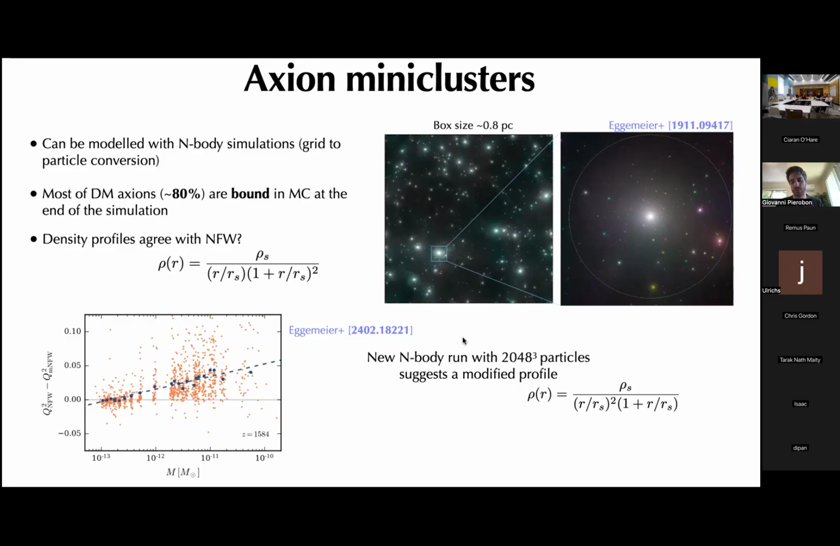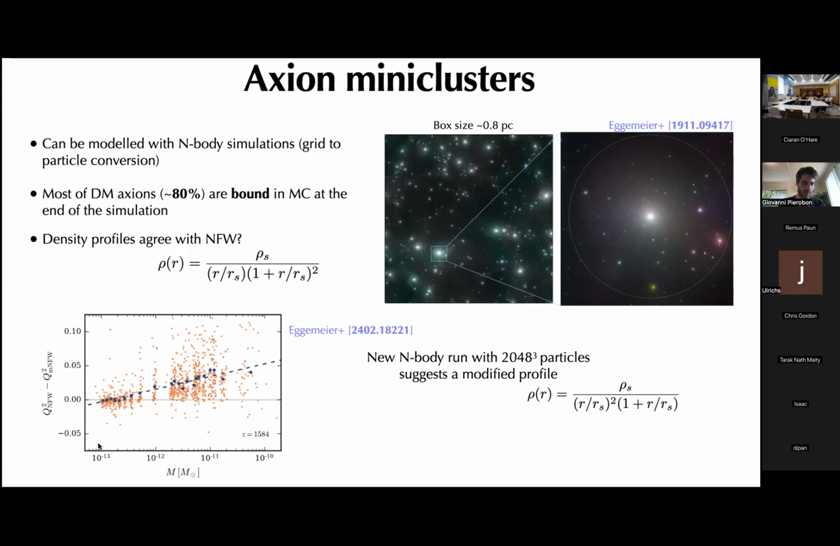And what it seems so far with the new results is that there is a slight preference for a profile which deviates from NFW. This modified NFW has an r^-2 dependence at the core instead of r^-1. So it looks like the mini clusters might actually be denser than what was previously thought, which could have implications, as I will say in just a second.